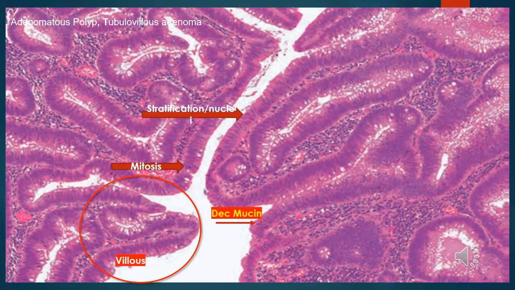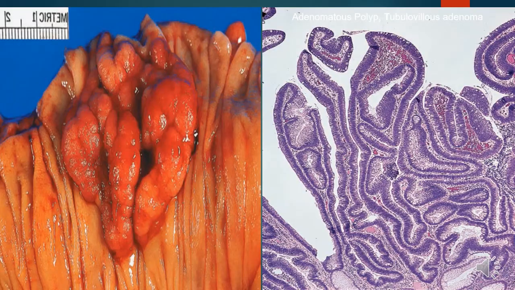All adenomas have at least low-grade dysplasia by definition, but they may show severe cytological alterations and label themselves as high-grade dysplasia. The image shows the gross appearance of the polyp with tubulovillous features and the microscopic appearance of a tubulovillous adenoma.